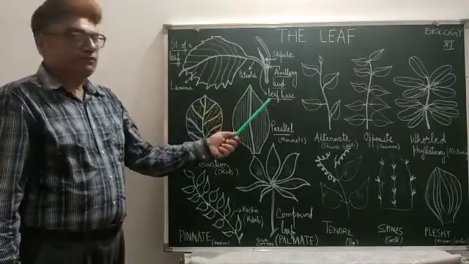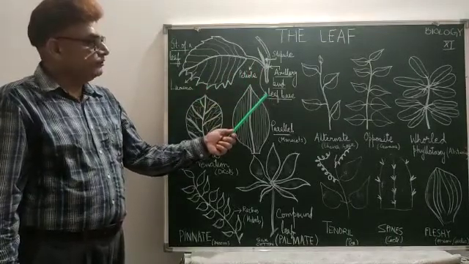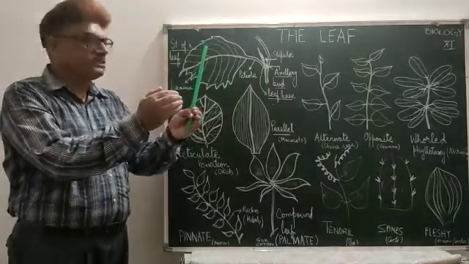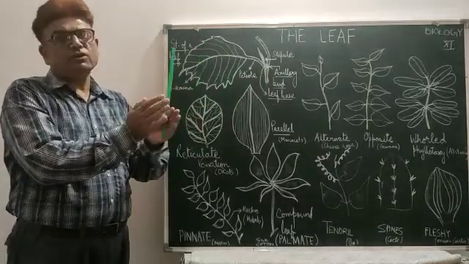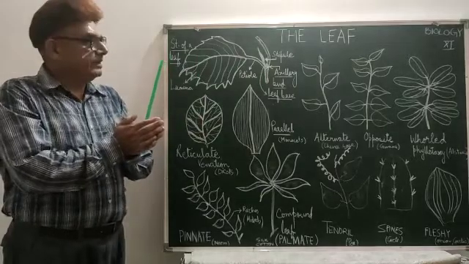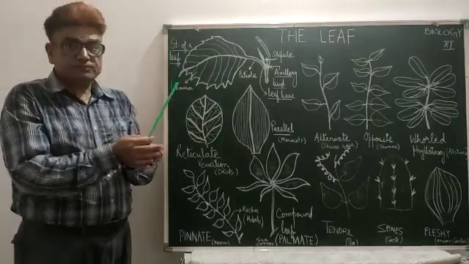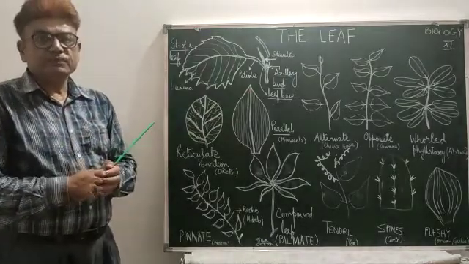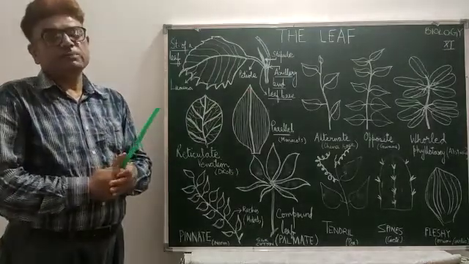And the base of the leaf is there. In case of monocots, the leaf base is membranous and it covers the stem partially or completely. But in case of dicots, the leaf base is expanded and is known as pulvinus.